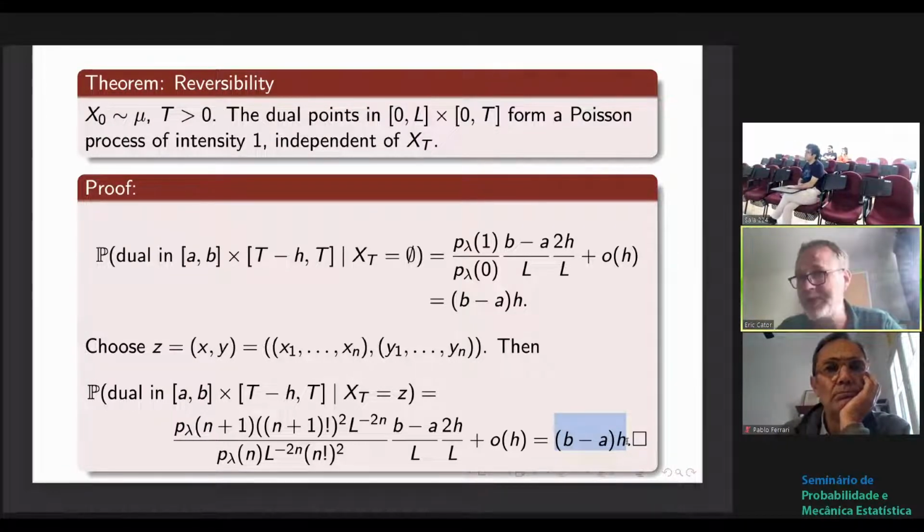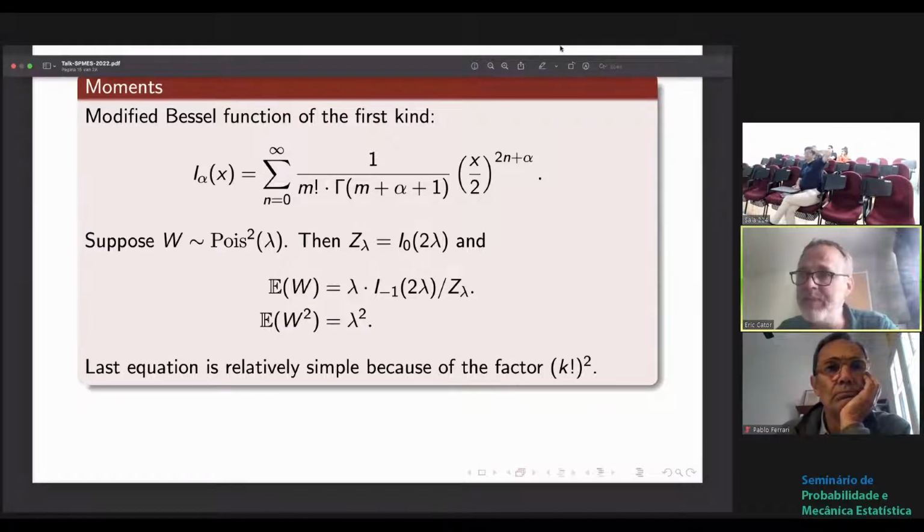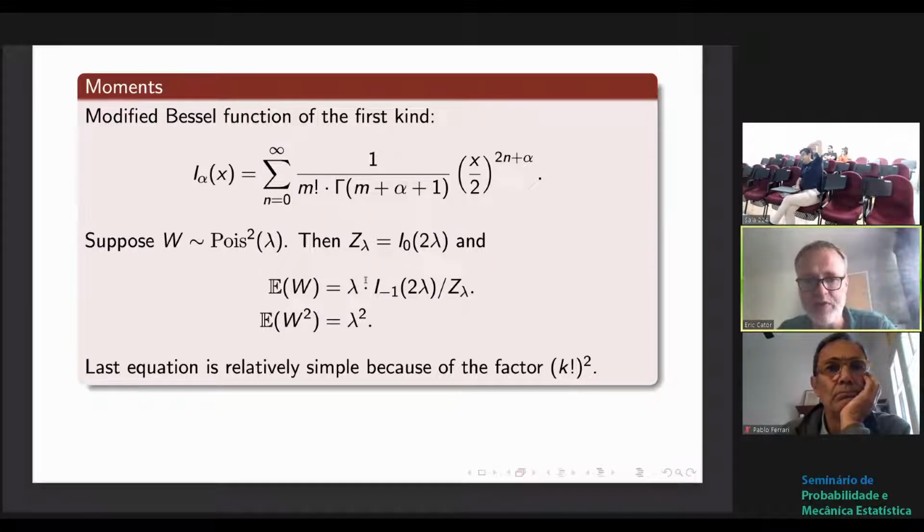I mean, if you look at the picture, it seems very obvious, but of course you have to make some calculation for this, and it turns out it's not too hard. So this is looking nicer and nicer, and we get more and more results for this periodic case. Now, we need to go back a little bit to this Poisson square distribution.